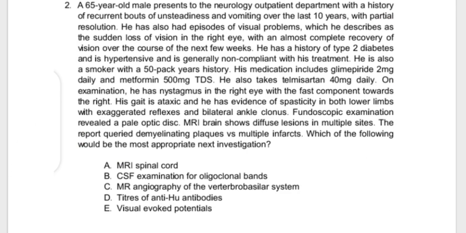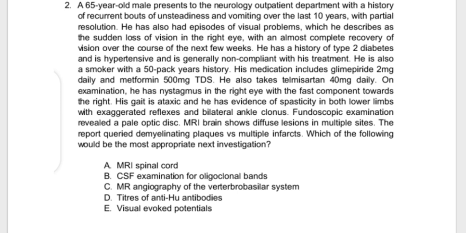Question number 2. A 65-year-old male presents to the neurology outpatient department with a history of recurrent bouts of unsteadiness and vomiting over the last 10 years with partial resolution. He has also had episodes of visual problems, which he describes as sudden loss of vision in the right eye, with an almost complete recovery of vision over the course of the next few weeks. He has a history of type 2 diabetes and is hypertensive and is generally non-compliant with his treatment. He is also a smoker with a 50 pack-year history. His medication includes glimepiride 2 mg daily and metformin 500 mg TDS.